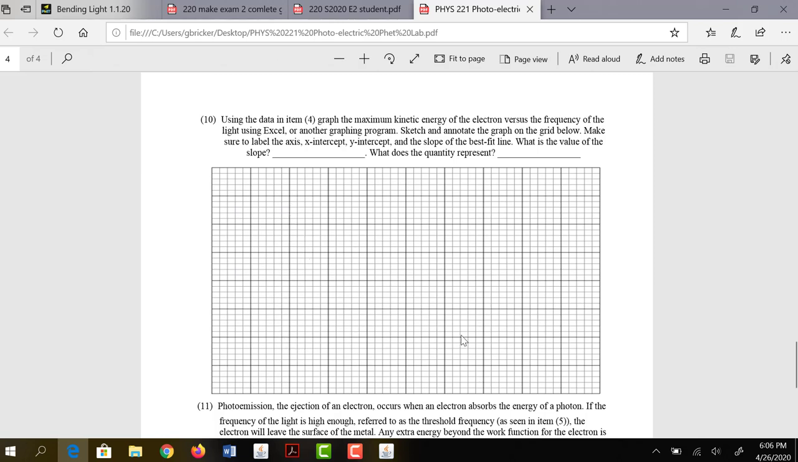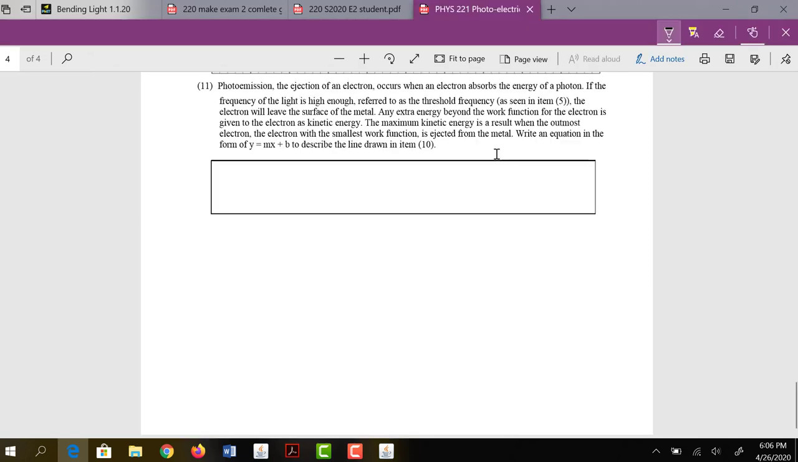Okay, so I would recommend doing it with Excel and then getting a nice graph and then kind of putting that information onto this graph. The reason to do that is to get the slope. It's a lot easier to get the slope in Excel or some other graphing program that you might have. So what is the value of the slope? What does the quantity represent? So let me show you a little bit about that.